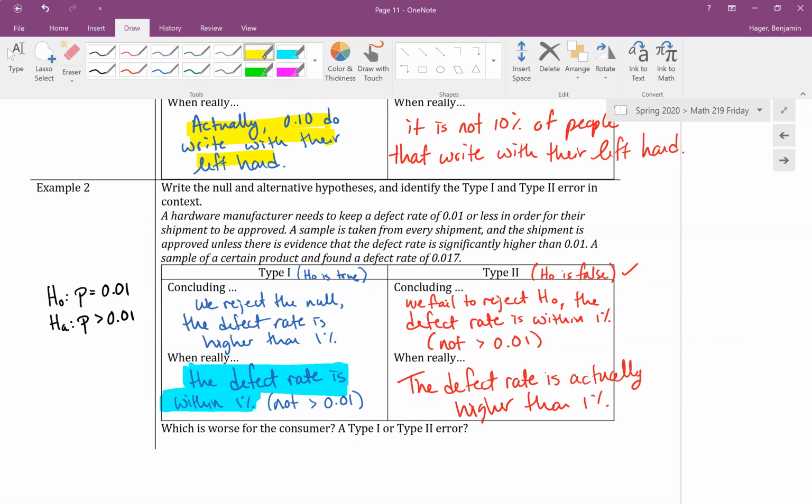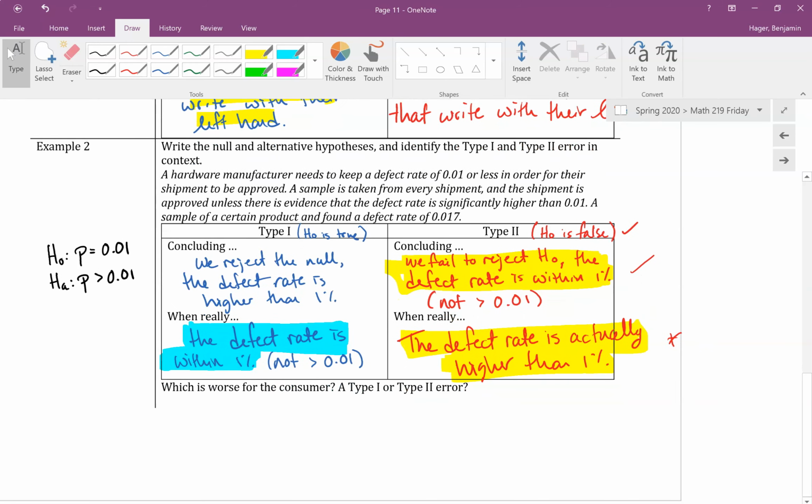Now the type 2 error is bad for the consumer because in the type 2 error, they shipped it out, right? They did not reject the null. They felt that the defect rate was within 1%, so they shipped the defective nuts and bolts off to whoever, when in reality, they were more defective than 1%. So that's bad for the consumer, because the company didn't catch that they were defective. They thought they were okay, so they sent them, when in reality, they are more defective than what should be allowed. So in this case, the type 2 error is worse.